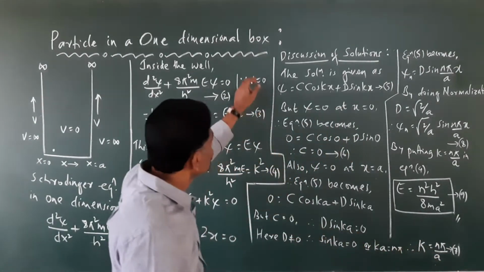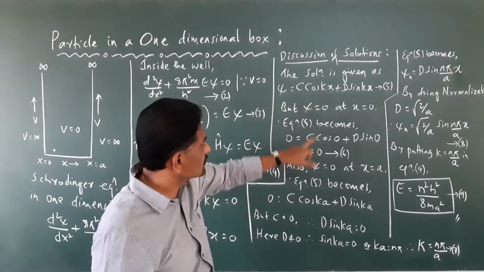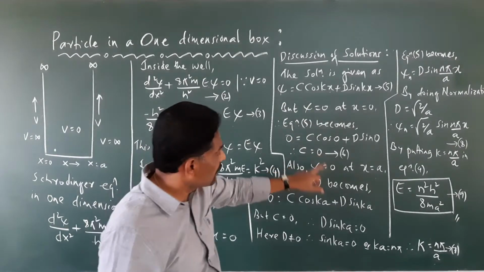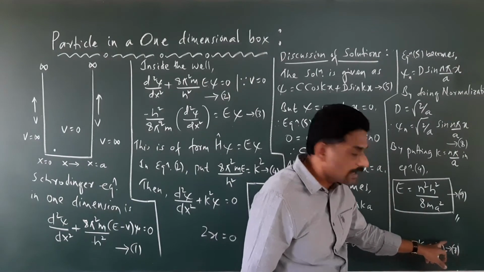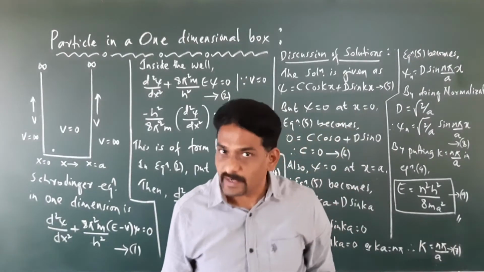So earlier we got the value of c as 0. Now by putting the boundary condition on the second wall, we got the value of k as n pi by a. Right?